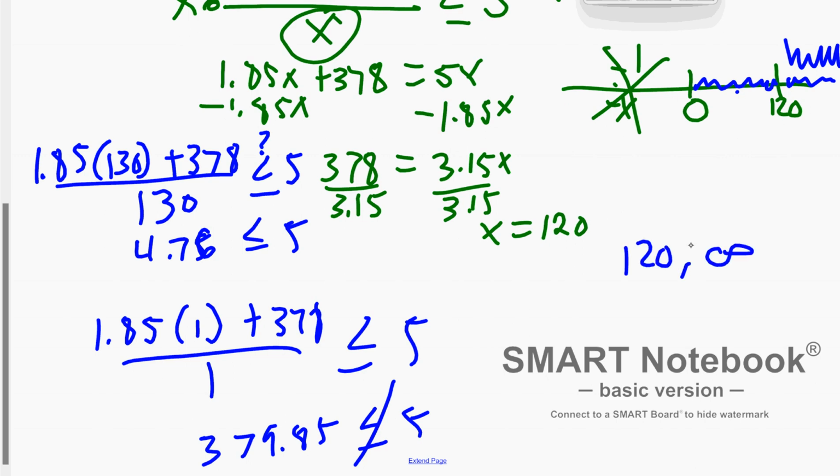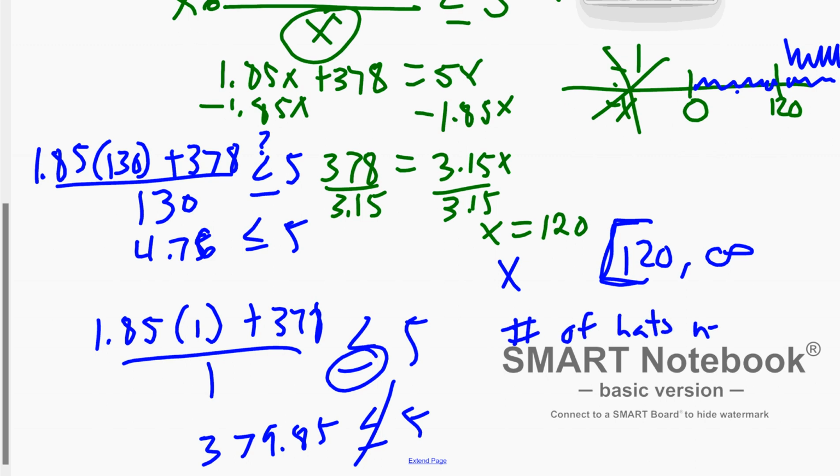We're probably not going to make infinity, but it can be 120 because of the or equal to, so that's why there's a bracket here. So we want the number of hats to be 120 or greater. So you can just say the number of hats needs to be 120 or greater. Okay, and there we go.